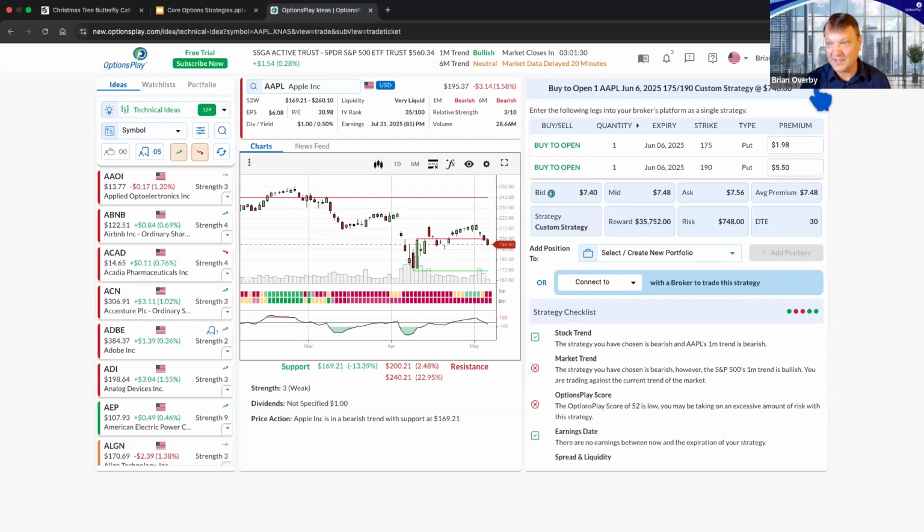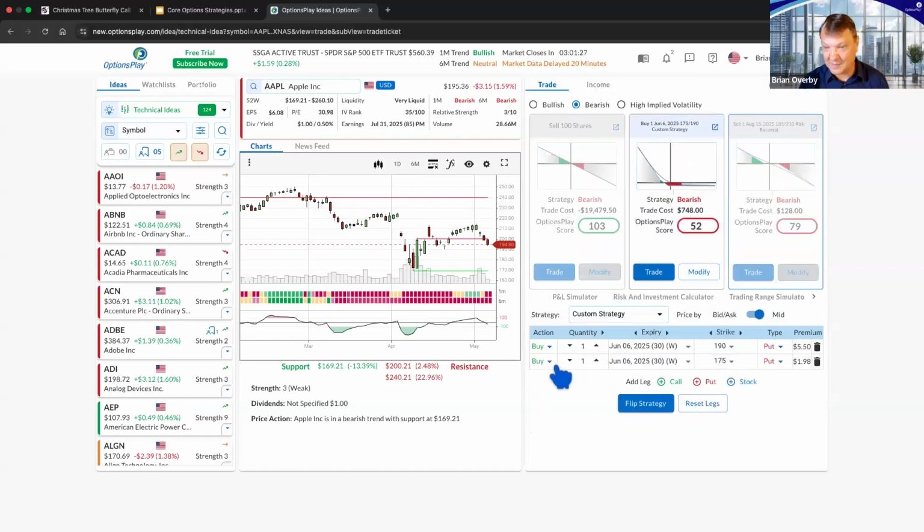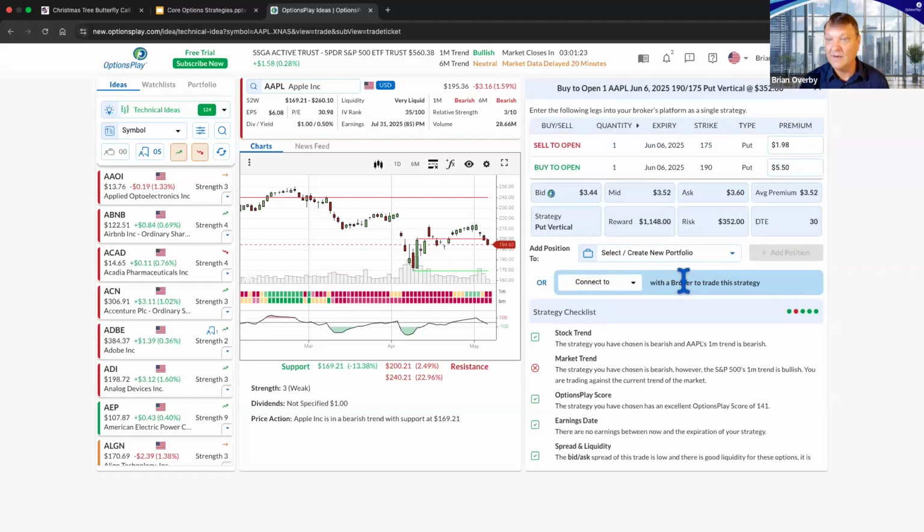Oops, got to change that up. I did buy and buy. This one needs to be the sell, and that will make our cost a lot better. And actually it doesn't mind that put trade either. But we're looking at it as protection. I own 100 shares of Apple. I can bring my cost down. If I were to buy the put outright, it would be $5.50. The midpoint for this spread is $3.50. That isn't that bad on a relative basis.